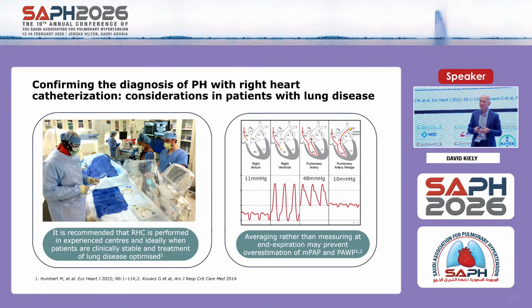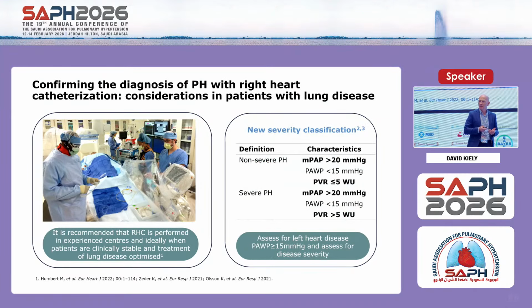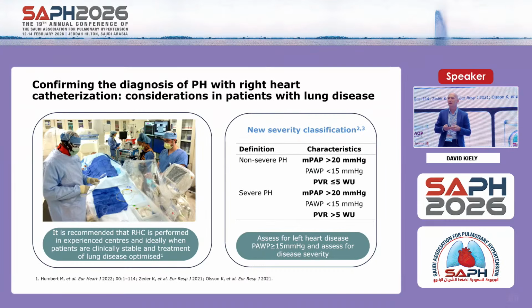And of course, what's really important when we do a cardiac catheter is that we have a complete set of hemodynamic measurements. So we measure the pressure, the mean pressure, the wedge pressure, the cardiac output. And we can see in this patient here, mean pressure 48, a normal wedge pressure of 15, and a high PVR of 10 Wood units. And this patient has significant and what we would define as severe pulmonary hypertension.